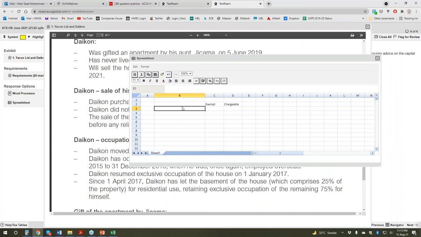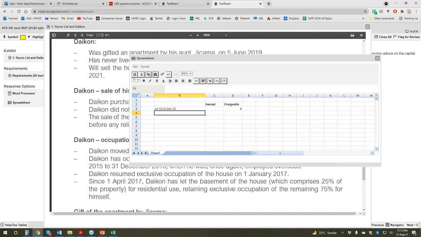Let's write the time. It's from July 13 to December 13. It will be 6 months.